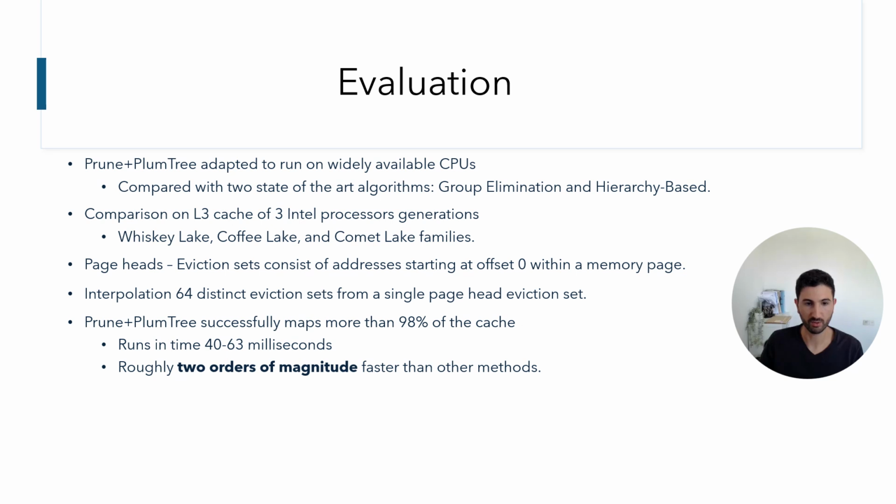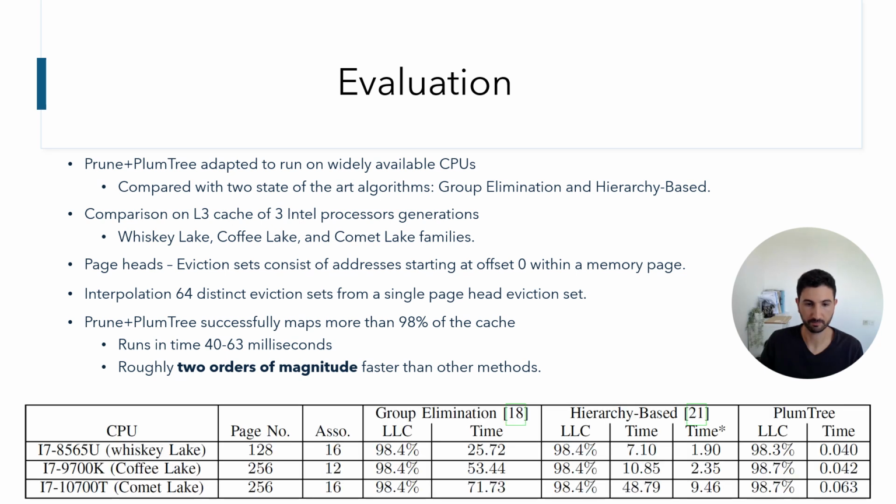Our algorithm, Prune+PlumTree, succeeded to map more than 98% of the cache in a runtime of 40 to 60 milliseconds, which is roughly 2 orders of magnitude faster than the state-of-the-art. In the table below, we can see the runtime of the group elimination algorithm, which is 25, 53, and 71 seconds, whereas the hierarchy-based algorithm improved that runtime to 7, 10, and 48 seconds. However, our algorithm runs in 40 to 60 milliseconds.